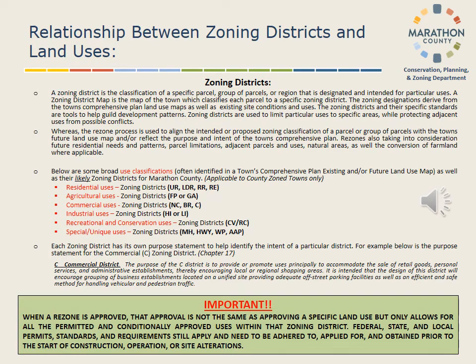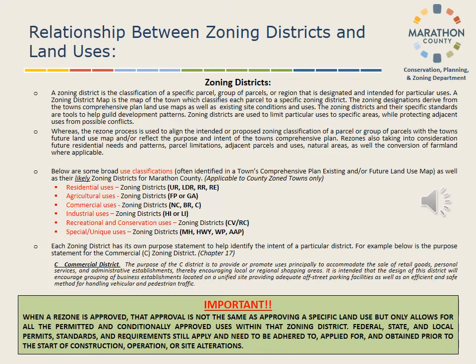Below, shown in red, you will see some broad use classifications, and these use classifications are often identified in the town's comprehensive plan for its existing and/or future land use map. Next to those broad classifications shown in red are their likely zoning districts from the Marathon County Zoning Ordinance. These are only applicable to county-zoned towns. And as you can see, there are multiple zoning districts for each broad use.